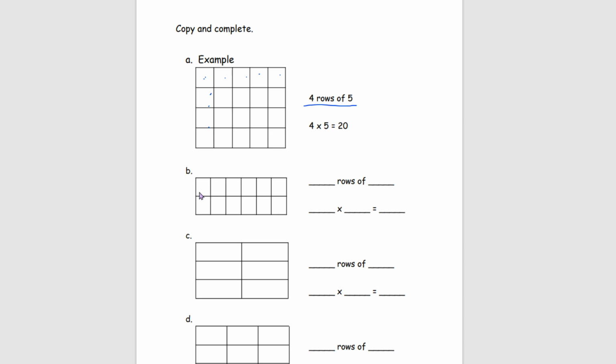So looking at B, we can do the same thing. We have 1, 2 going down, and 1, 2, 3, 4, 5, 6 across. So here we have 2 rows of 6, and then we can just plug these in. So we have 2 times 6, which is the same as 6 plus 6, and that gets us 12. Number 2, we're doing the same thing. We have 1, 2, 3 down, and 1, 2 across. So that's 3 rows of 2, and then we can just add them down here. 3 times 2 is the same as 3 plus 3, which gets us 6.